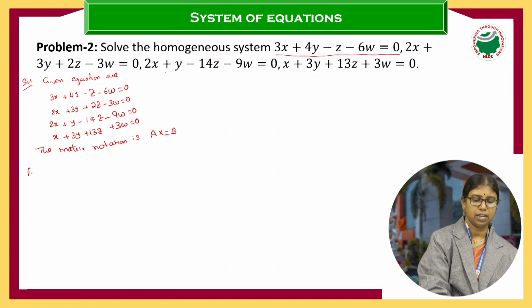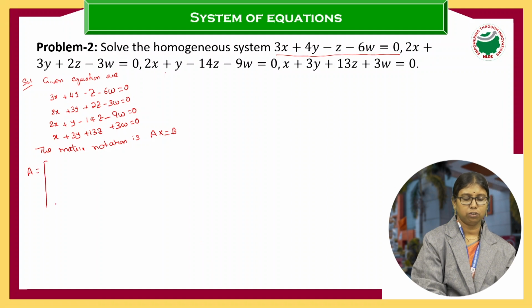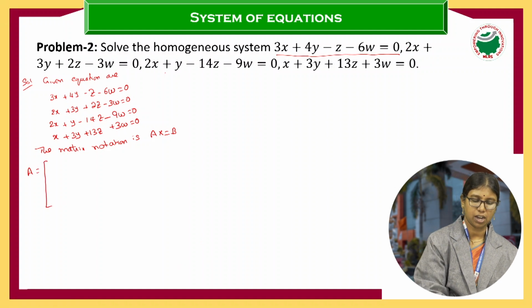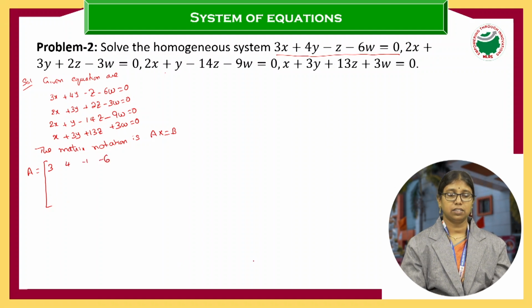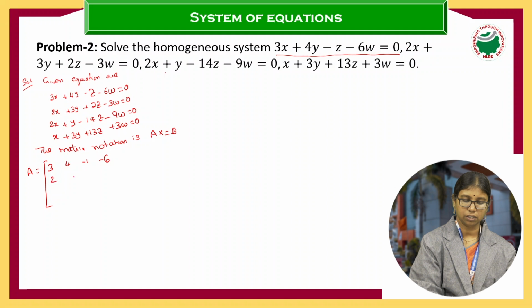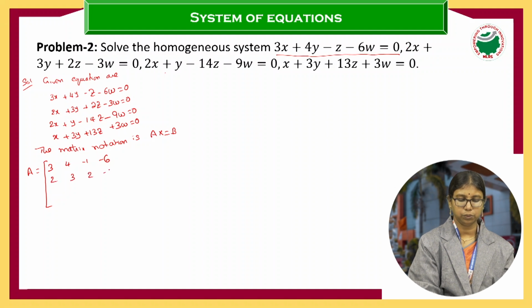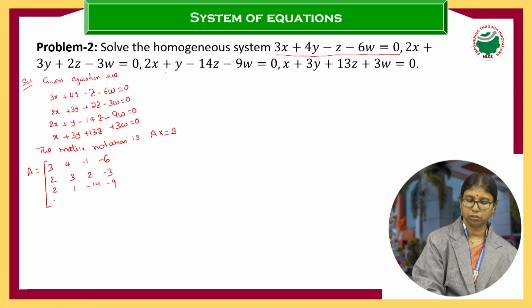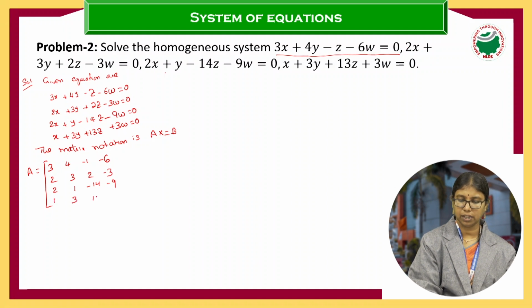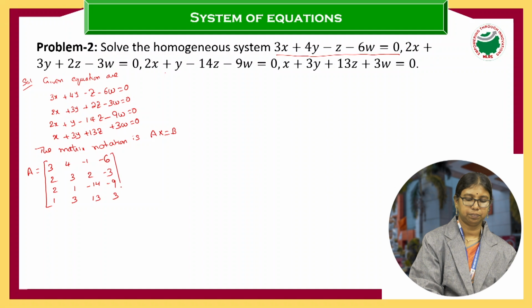So what is A? A is a coefficient matrix. So the coefficients in the first equation are 3, 4, minus 1, minus 6. Next, the coefficients for the second equation are 2, 3, 2, minus 3. For the third equation, 2, 1, minus 14, minus 9. Next, for the fourth equation, the coefficients are 1, 3, 13, 3.